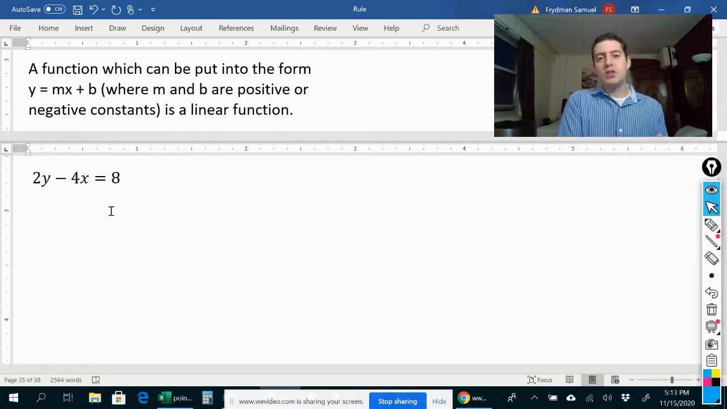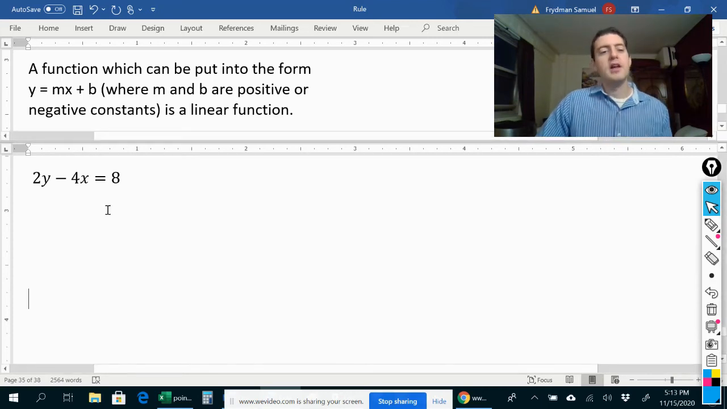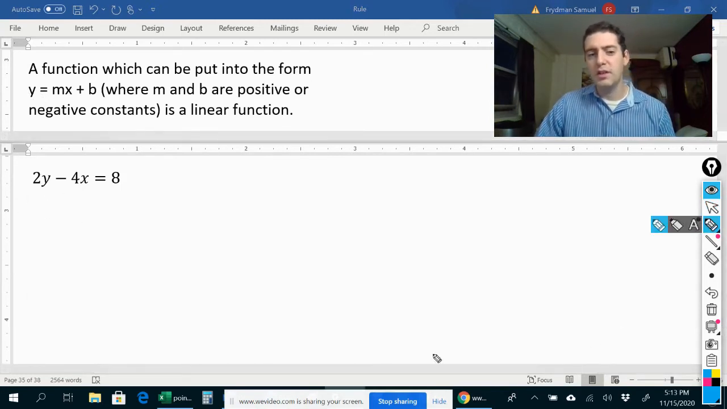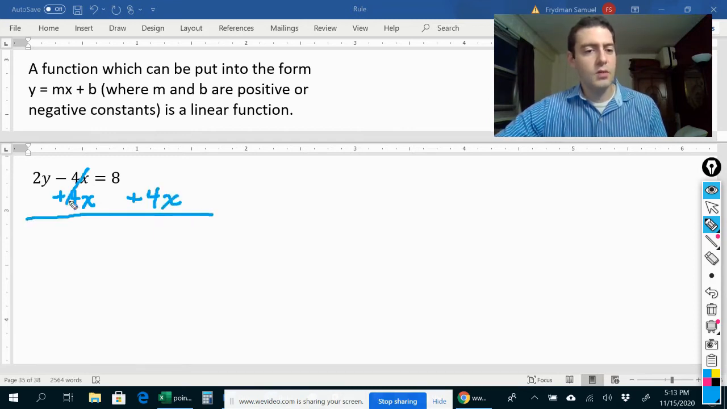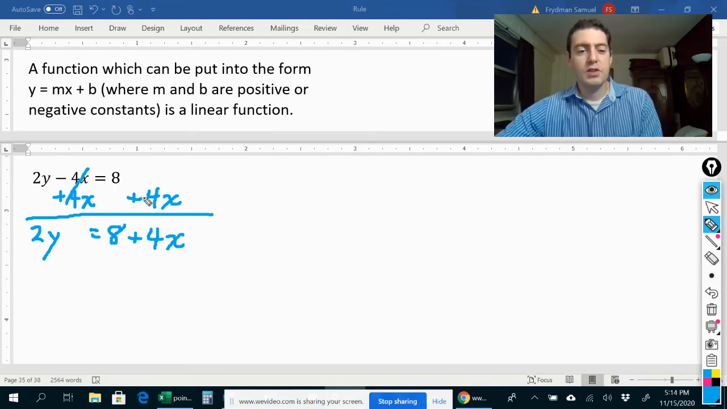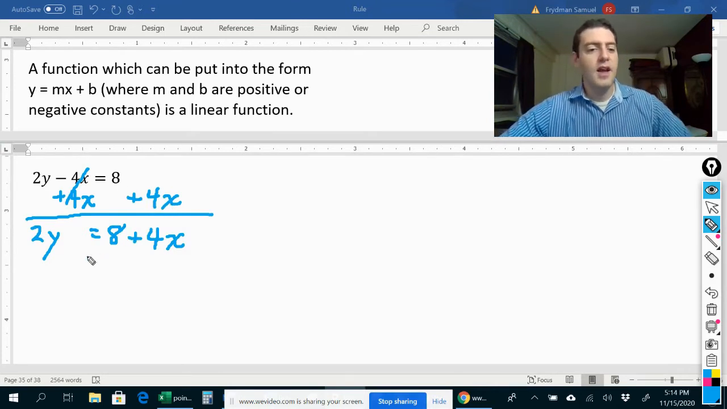Let's try. In order to do that, our goal here is to get the y by itself, and then we'll be able to see if it is or is not a linear function. So how would I get the y by itself here? Well, I'm going to want to get rid of this minus 4x. So what could I do? I could add 4x to both sides. Well, I can't add an x term to this 8 over here, so I'll just have to put it next to it. So that would cancel, and I get 2y equals 8 plus 4x. Remember, I didn't say 12x, like 8 plus 4 is 12, because this has an x in it, this does not.